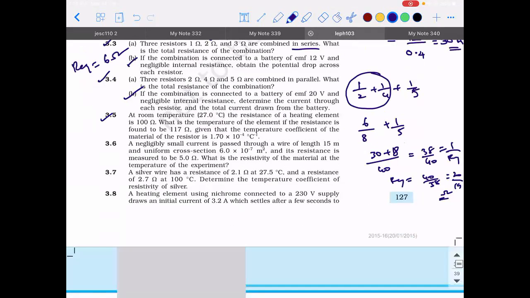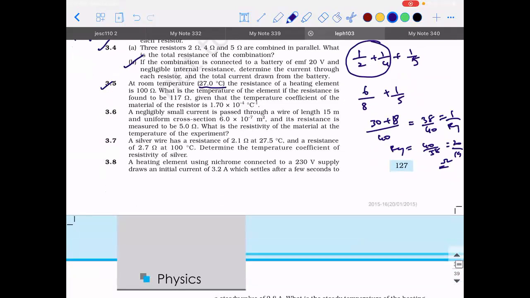Now let's do 3.5. So at room temperature 27 degrees Celsius, the resistance of the heating element is 100 ohm. What is the temperature of the element if the resistance is found to be 117 ohm? Given that the temperature coefficient of the material of the resistor is 1.7 into 10 power minus 4 per degree Celsius.